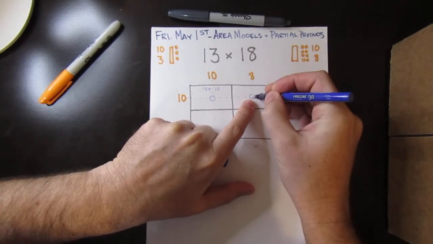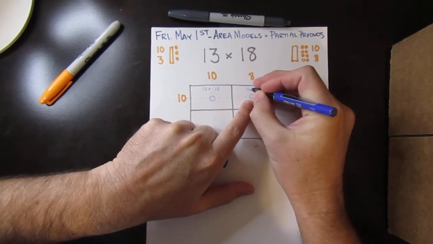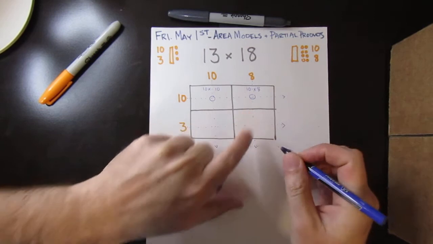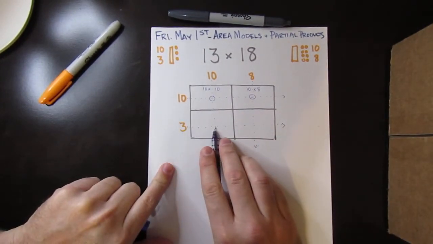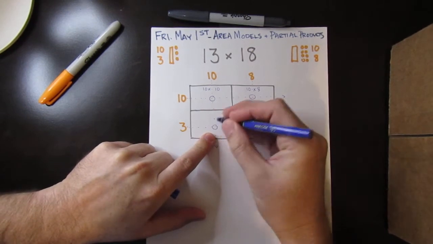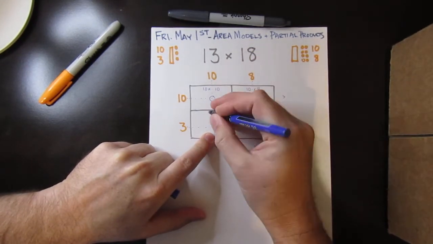Well, it's intersecting with the 8. So you have a 10 times an 8. Now over here we're going to do the same thing with the 3. Follow the 3 across. What does the 3 intersect with? Well, it intersects with the 10.